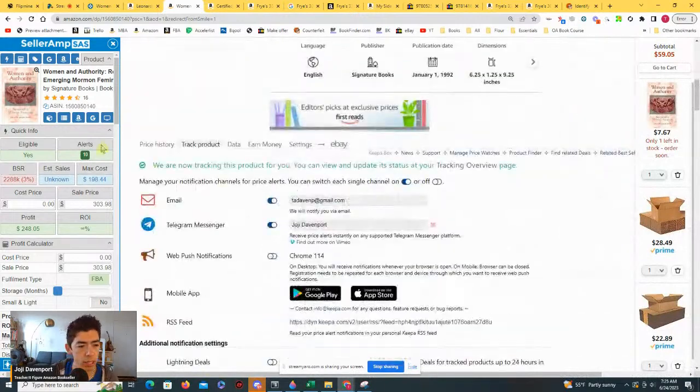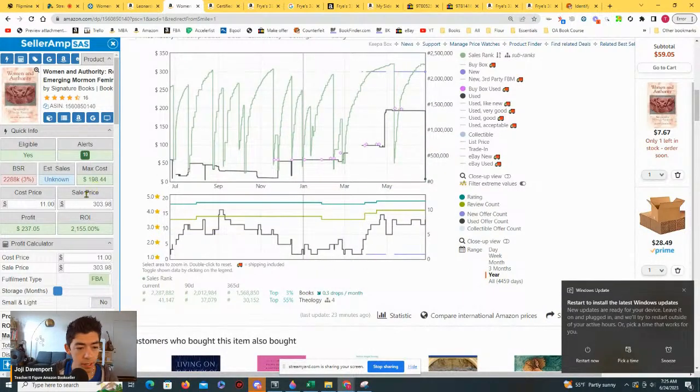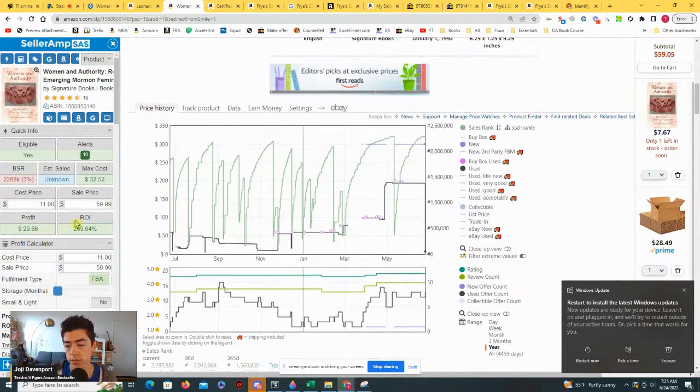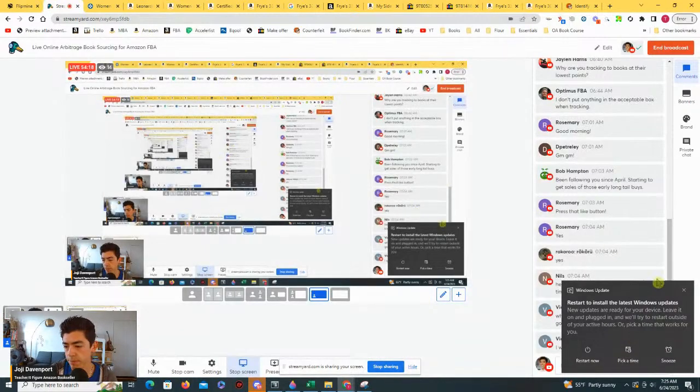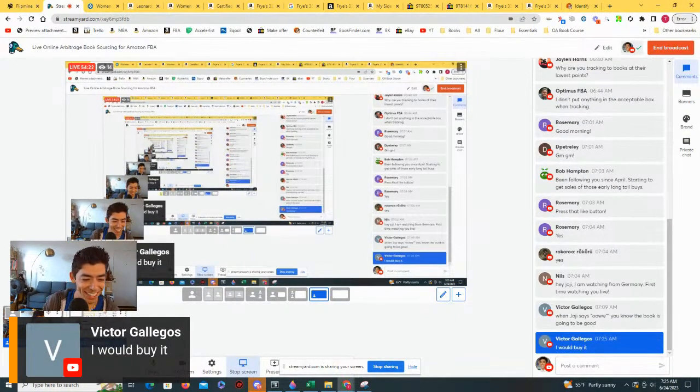I'm going to basically buy that for 11, and then I'll probably just send it in and sell it for what it has sold for in the recent past, which is $59. So I'll probably try to sell it for $59.99, and that'd be a great pickup right there. It'd be a 267% return. And honestly, a lot of the books I buy are just like that. Okay. Victor says I would buy it. Yeah. So listen to Victor. If Victor says he would buy it, then you should buy it for sure.